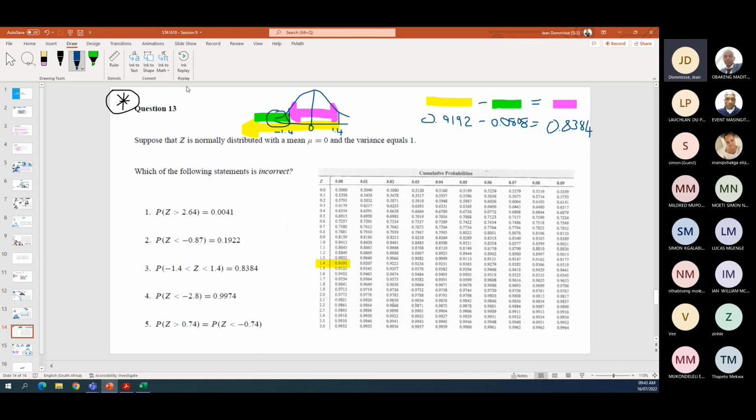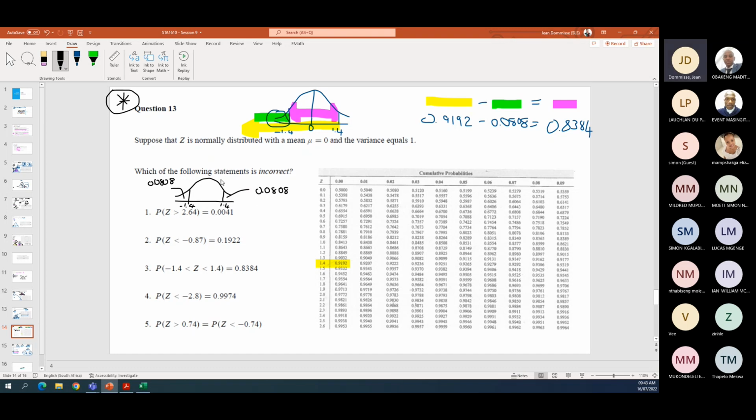Another way was to say, well, it's symmetrical, that we know. So that area is 0.0808. We've now seen that. So then this area will also be 0.0808.